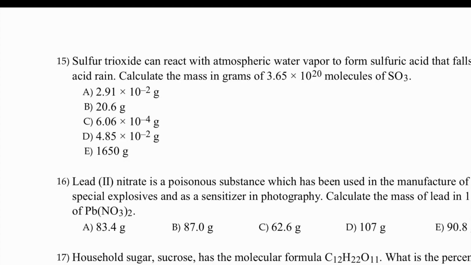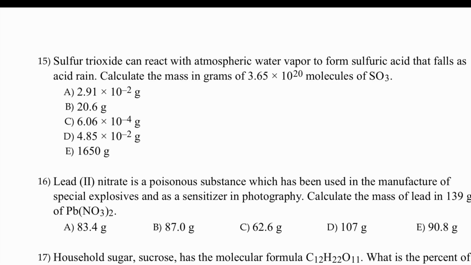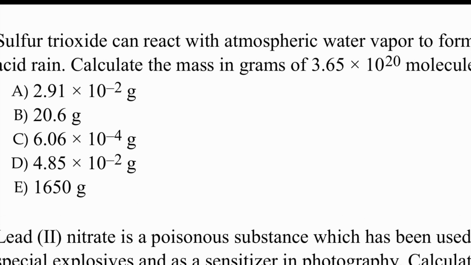Sulfur trioxide can react with atmospheric water vapor to form sulfuric acid that falls as acid rain. Calculate the mass in grams of 3.65 times 10 to the 20th molecules of SO3. So let's quickly get through this. 3.65 times 10 to the 20 molecules.